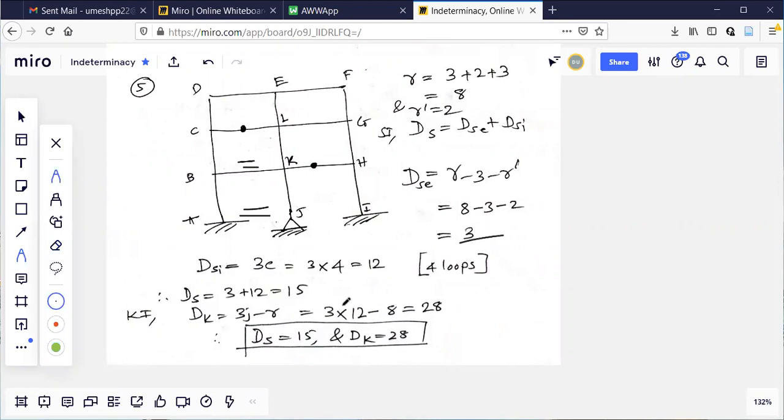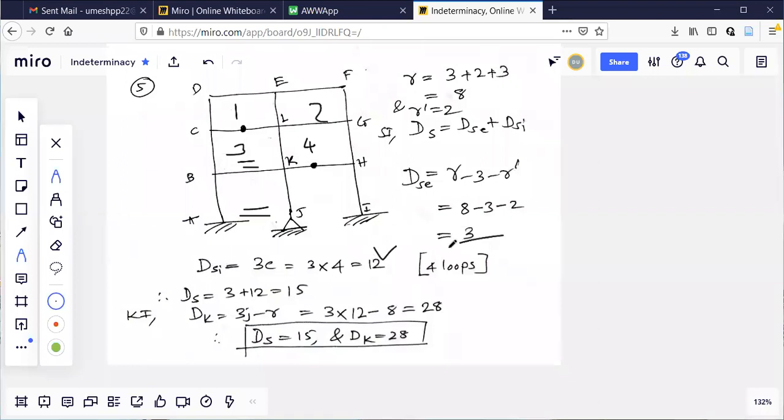Next, DSI is equal to 3C. C is the number of closed loops. Again, 1, 2, 3, 4. Let us say this is one loop, second loop, third one, and fourth one. 4 closed loops are there. So 3 into 4 is 12.